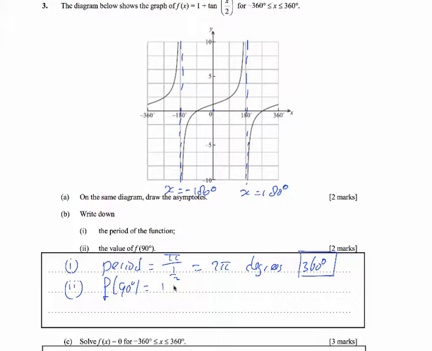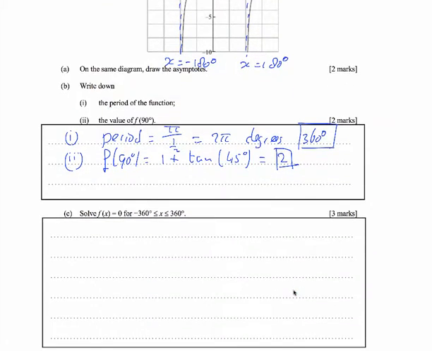Okay, the value of f of 90. All right, so it's 1 plus tan of 90 divided by 2, which is 45. Oh, that's nice, because tan of 45 is 1. So this is going to be 2. Does that make sense? Yeah, that makes sense. All right, 2. Well done.